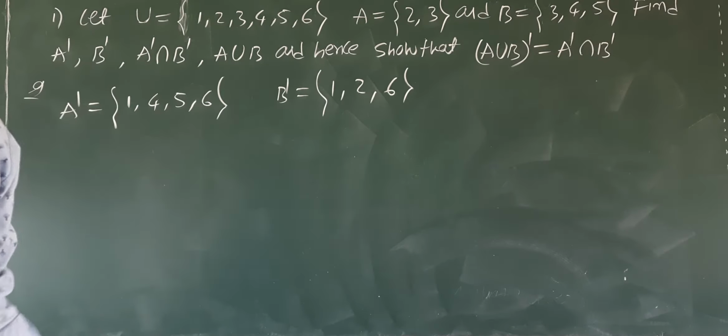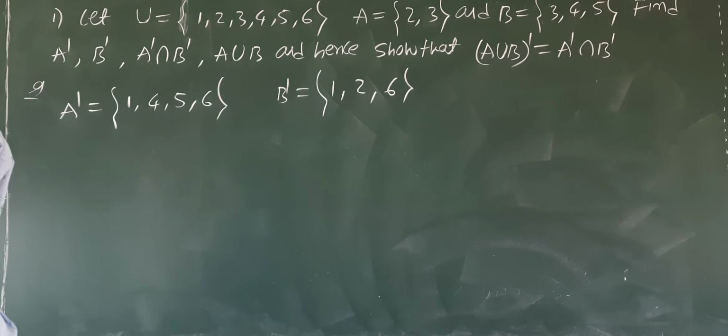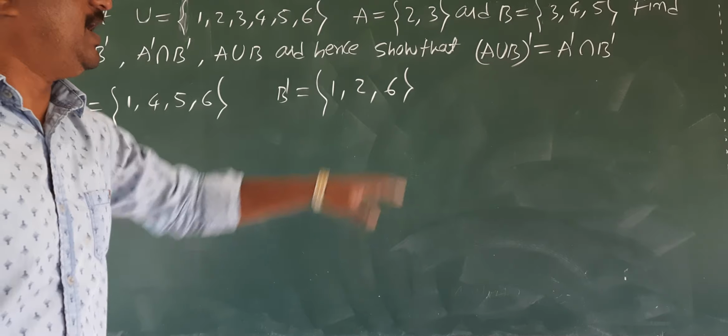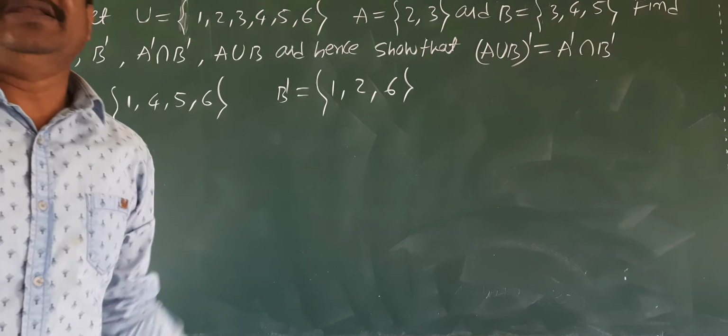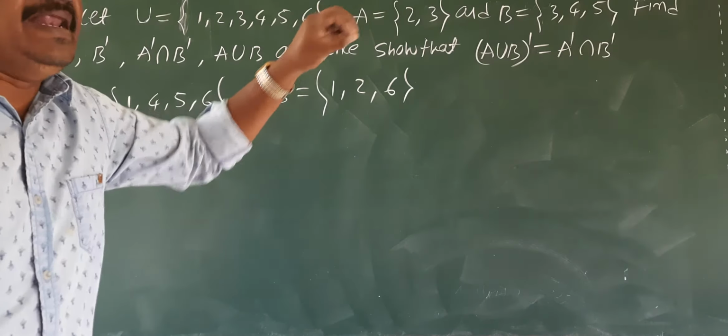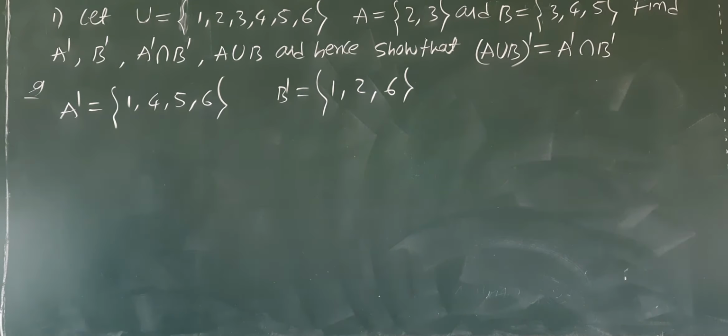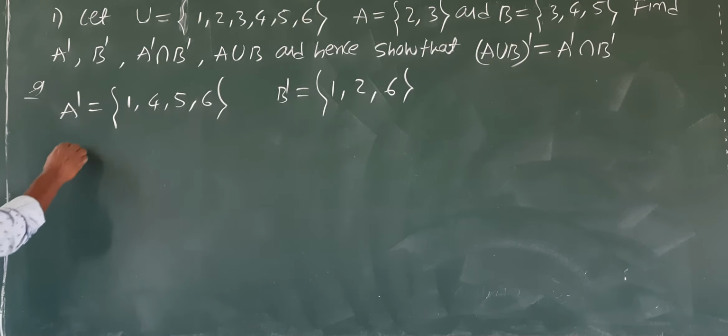Or B dash is equal to U minus B. How do we do U minus B? Minus means leaving. You leave these elements, right? I got B dash.